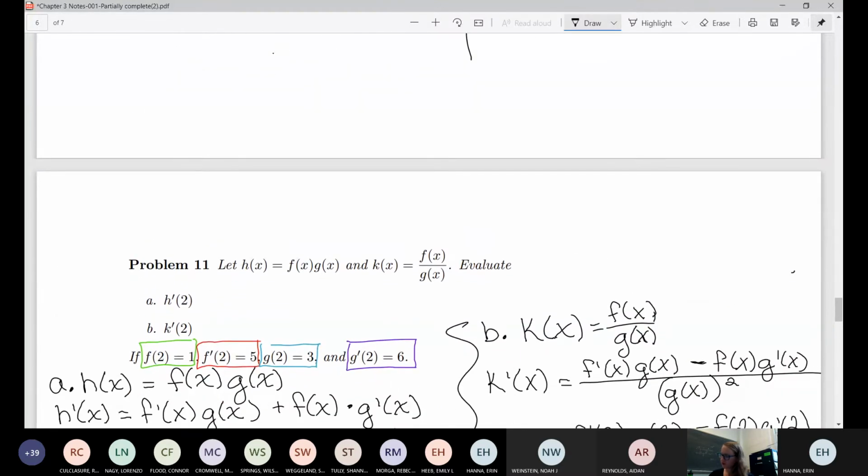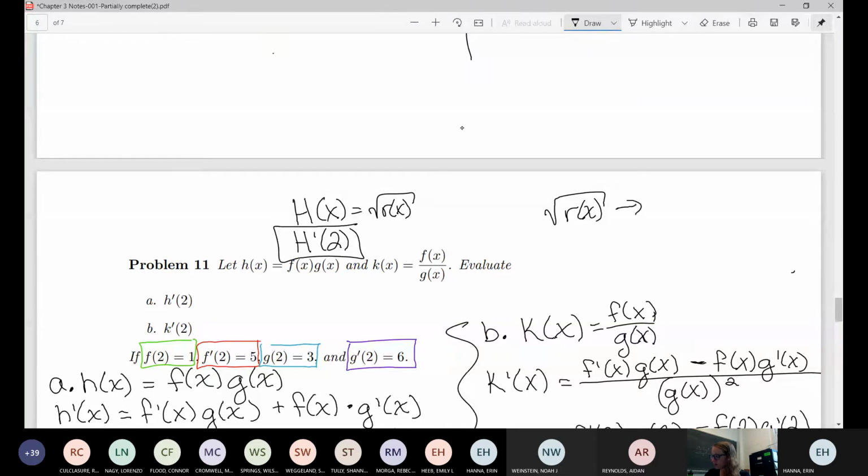So there's one on your homework that includes a square root. I think it's an R of X. It might be an S of X. I don't remember. But essentially, that's going to be defined as H of X. And then, again, I don't remember the actual number, but I think it might be 2. You want to find the derivative of that evaluated at a certain point. So the one thing you want to do here is recognize that the square root is equivalent to a 1/2 power.